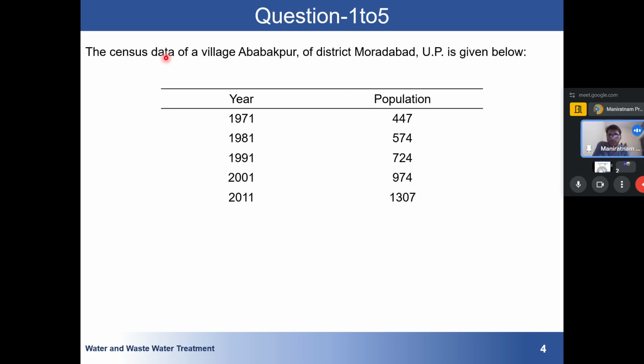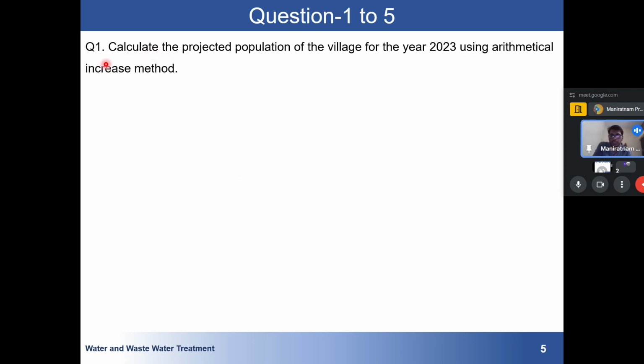So this is the first question, the census data. For the last 5 decades the data has been given, and there are a total of 5 sets of questions based on this data. We'll go through those questions one by one. The first question is: calculate the projected population of the village for 2023 using the arithmetical increase method.